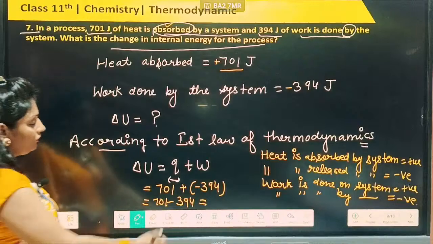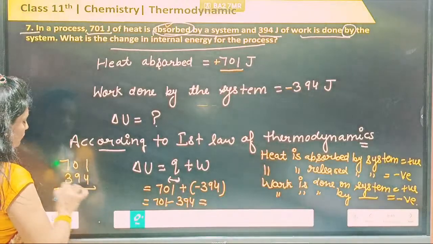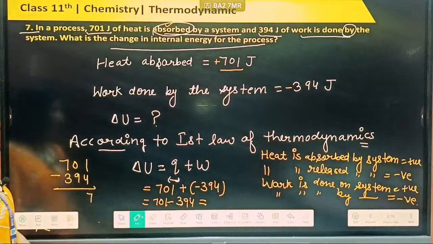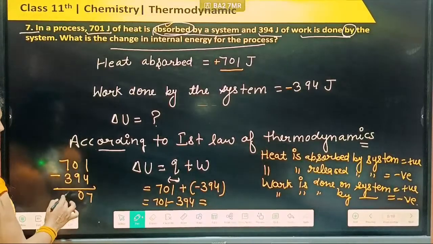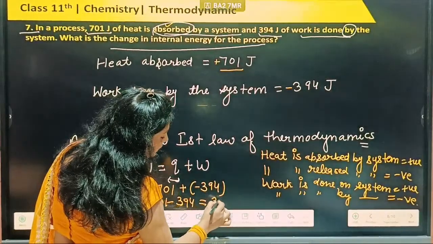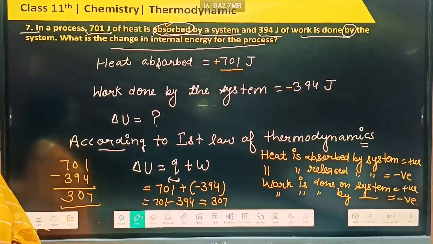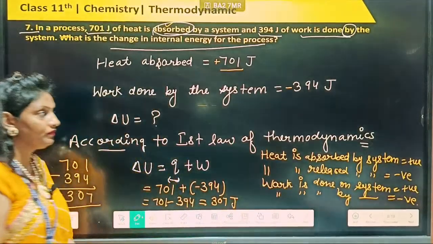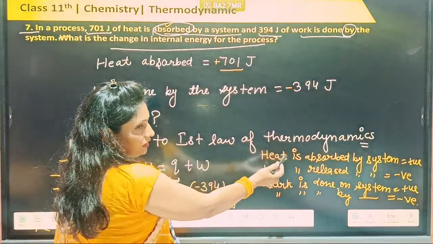This one will be the internal energy. Subtract this. What will you get? 11 minus 4, 7. 9 minus 9, 0. 6 minus 3, 3. Means you will get 307. What will be the unit? Joule, because internal energy is also energy. So, joule. Okay, students, so this was the question of the first law of thermodynamics.